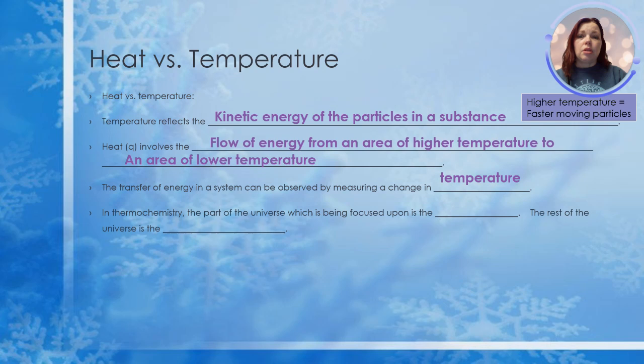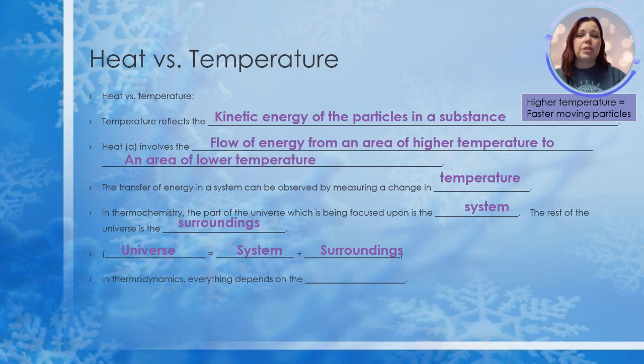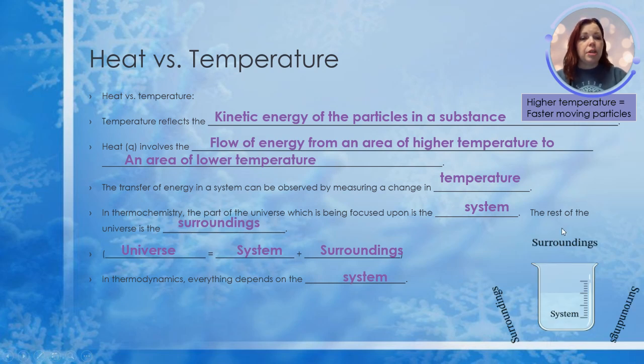In thermochemistry, the part of the universe which is being focused upon is the system, and the rest of the universe is called the surroundings. Now, that is a lot of space. So universe is equal to system plus surroundings. In thermodynamics, because the surroundings are so massive, we focus on the system. If we look at a little diagram here, we've got the surroundings, which is everything outside of this beaker, and then the system is confined within the beaker itself.